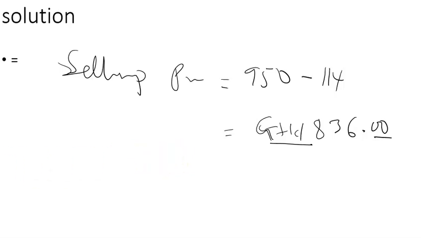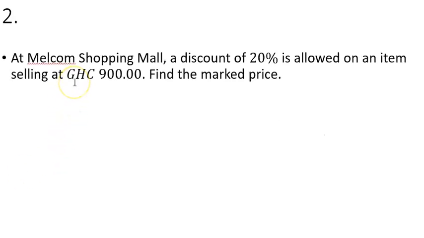Next. At Melcom Shopping Mall, a discount of 20% is allowed on an item selling at 900 Ghana cedis.